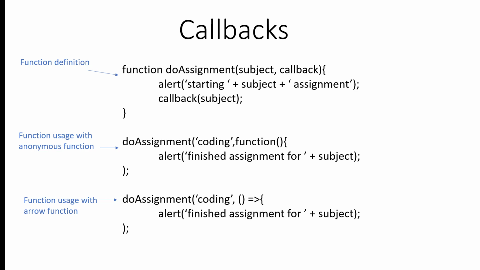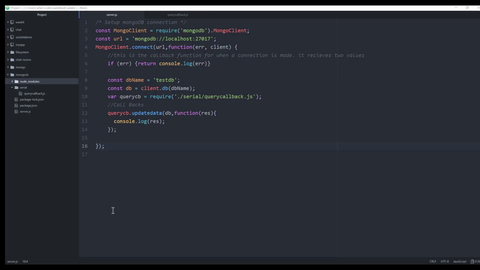So let's go now and have a look at the Mongo example using a callback function. In this example, we've got a simple Node application. I've installed the MongoDB driver using npm -g install mongodb, and I've not used any other routing or any other modules. It's simply a Node application that connects to a Mongo database.